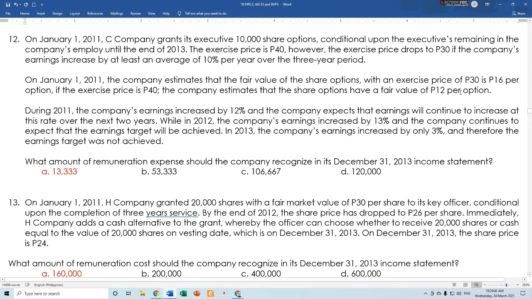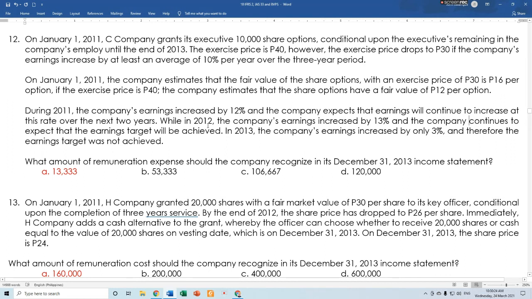So, ang mangyari, titignan natin later on kung ano yung exercise price para malaman din natin kung ano yung gagamitin nating fair value. 16 pesos ba o 12 pesos? Okay? Basta kapag 30 ang exercise price, 16 ang value ng share options. Kapag 40 naman daw ang exercise price, 12 pesos lang ang value ng share options. Okay. So, for 2011, the company's earnings increased by 12% and the company expects that the earnings will continue to increase at this rate over the next 2 years. So, kung 12% yon, edi magiging 30 na lang yung exercise price, 16 ang fair value.